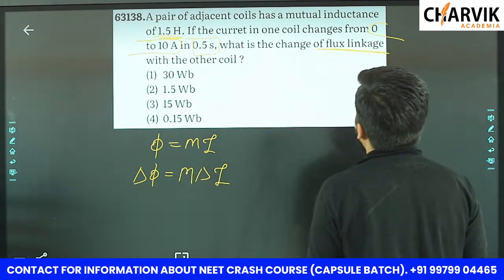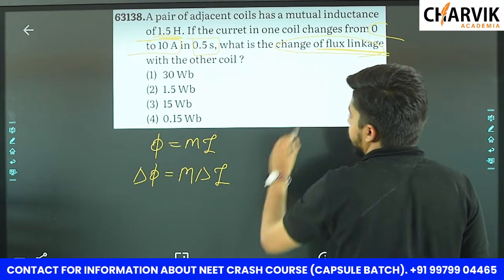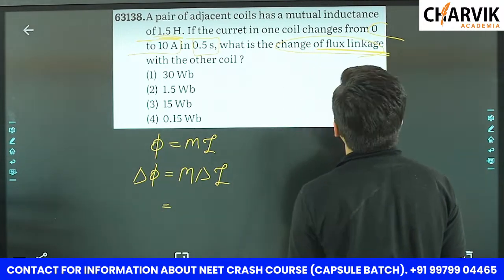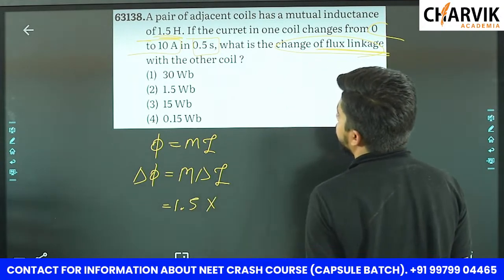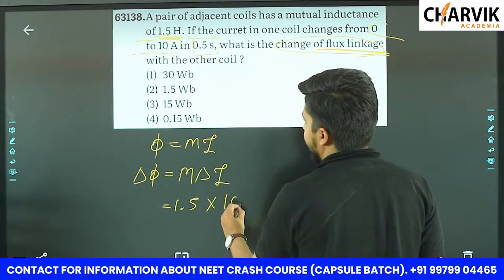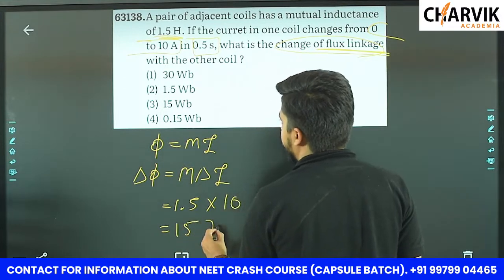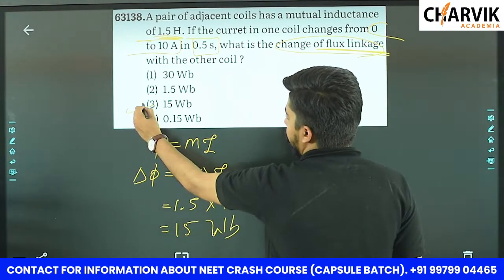What you need to find? You need to find the change of flux, which will be equal to the mutual inductance. What is the mutual inductance? It is 1.5 into delta I. What is delta I? Change in current, which is 10. So your answer becomes simply 15 Weber, which is given in the third option.